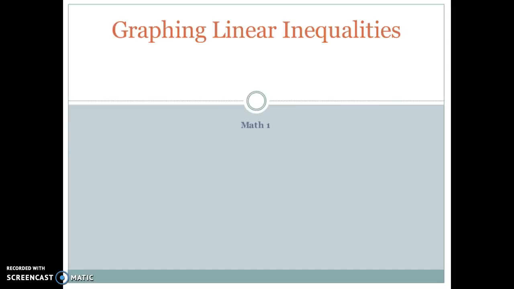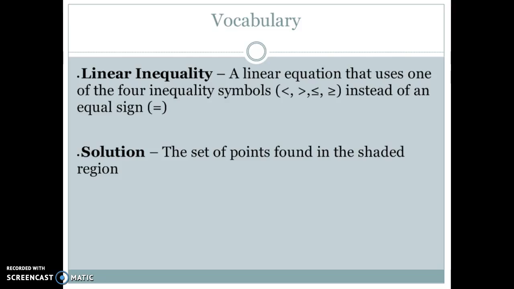Now that we've looked at graphing linear equations, we're going to shift over to inequalities. So what is an inequality? A linear inequality is a linear equation that uses one of the four inequality symbols: less than, greater than, less than or equal to, greater than or equal to, instead of an equal sign. So if we have an equal sign, it's an equation because it's equal. An inequality is when it's something other than an equal sign.